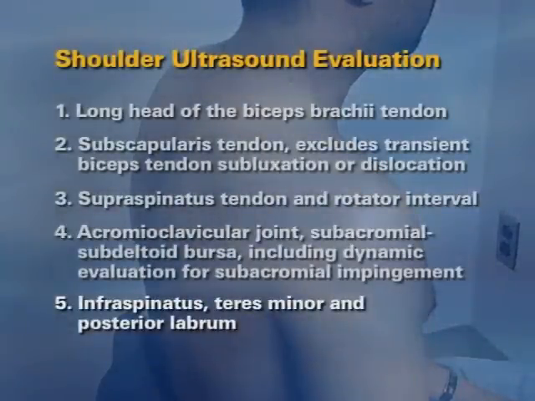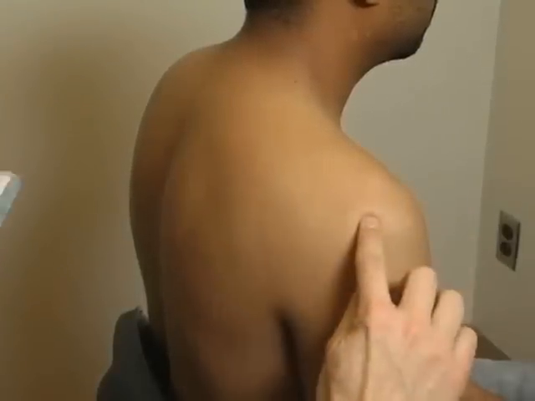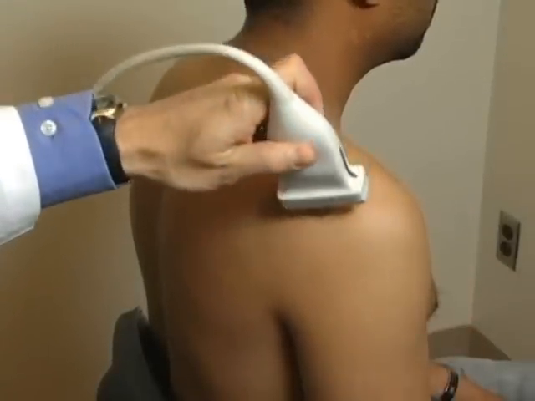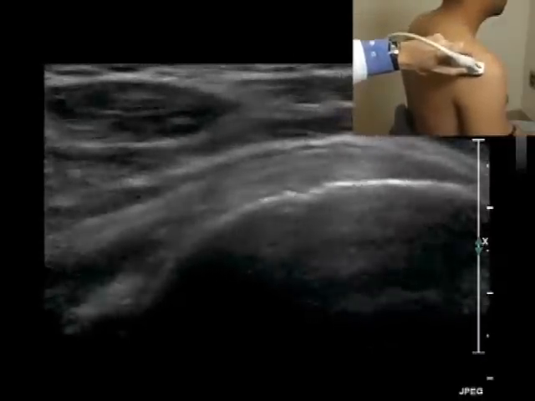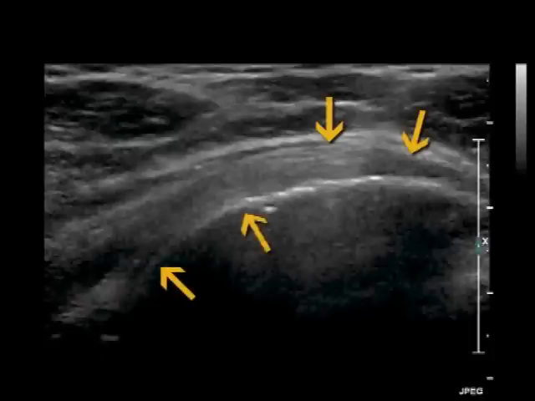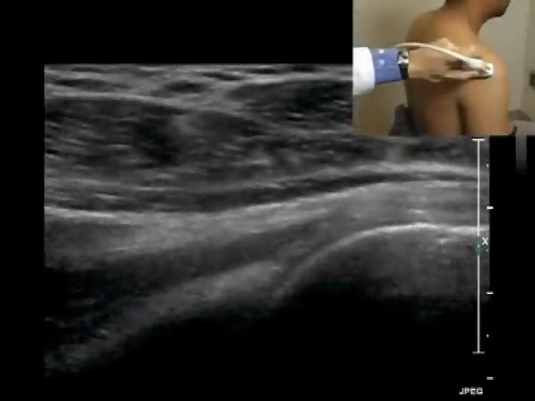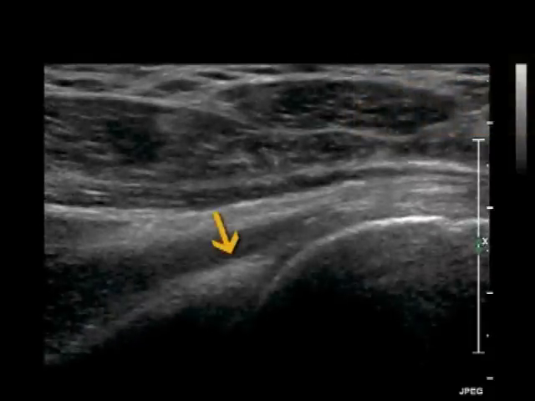Step 5 evaluates the infraspinatus, teres minor, and posterior labrum. With the patient's hand palm up on their lap, the transducer is placed over the posterior aspect of the greater tuberosity, parallel and inferior to the spine of the scapula. The long axis of the infraspinatus is identified, superficial to the characteristic bone contours of the humeral head. Note the echogenic triangle-shaped fibrocartilage labrum, also seen at this site.